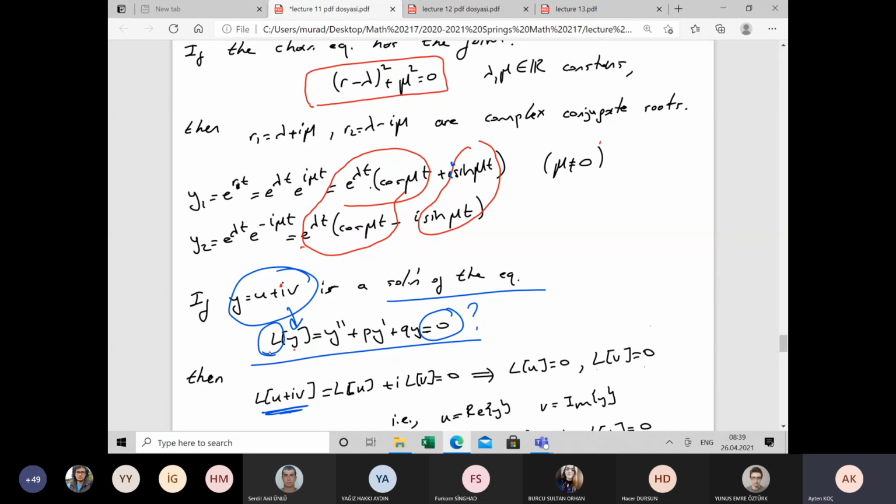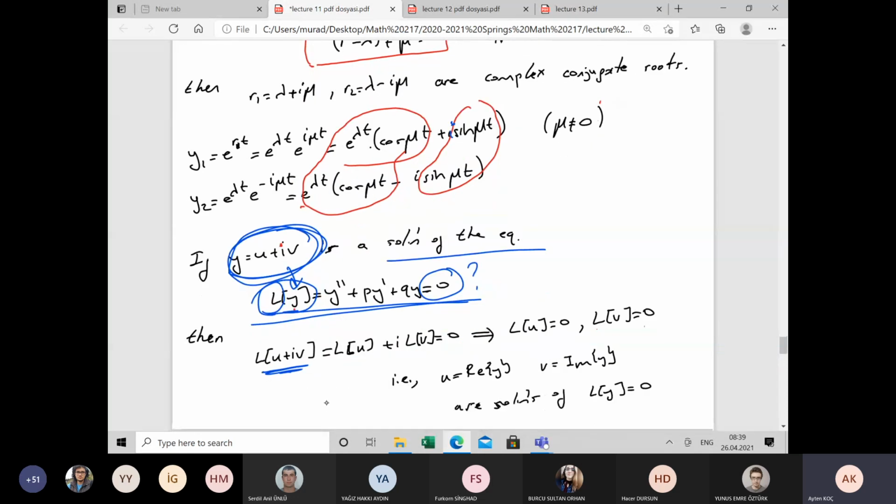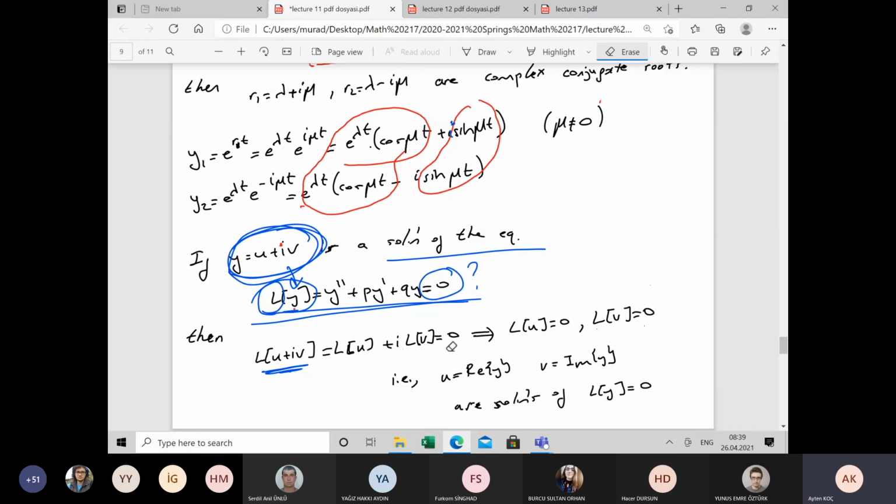L of y is this one, and this y is a solution. Substituting y here, L of u plus i v: L is a linear operator, a linear transformation, and the target and source spaces are the same, so it is possible to write it in this form and separate L of u plus i L of v, because i is a scalar. And so this is 0.